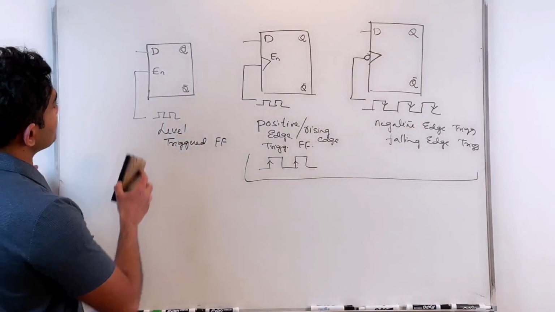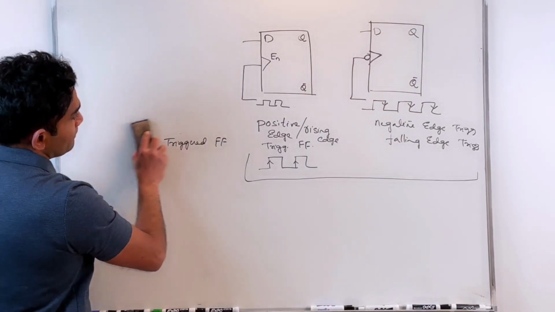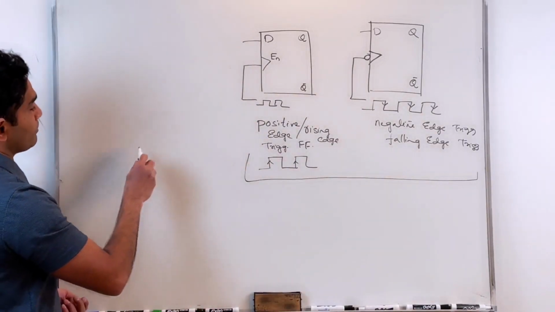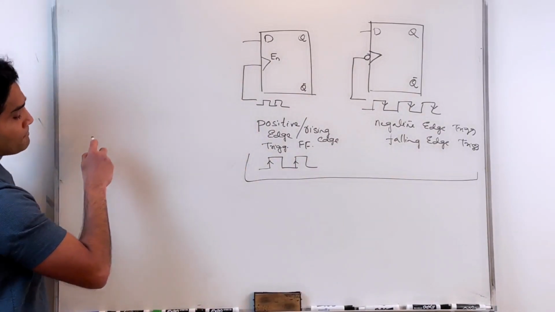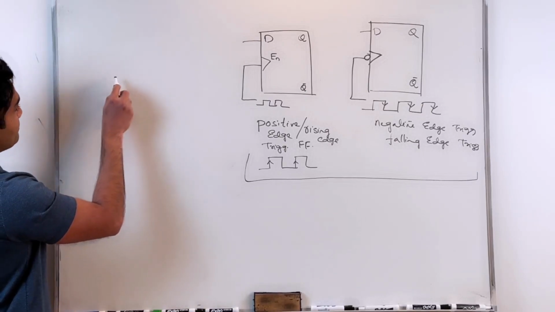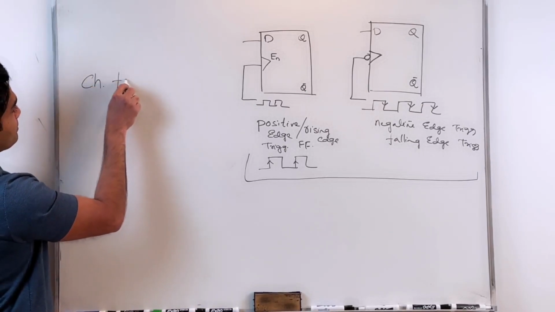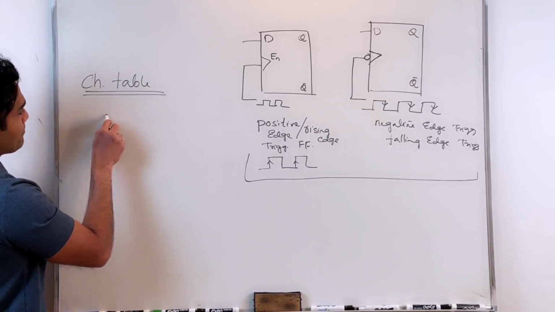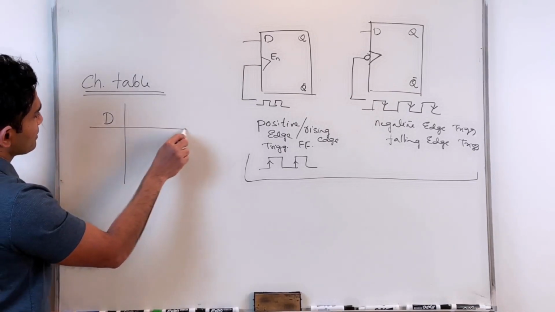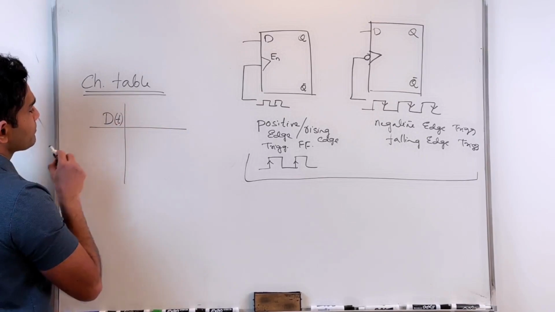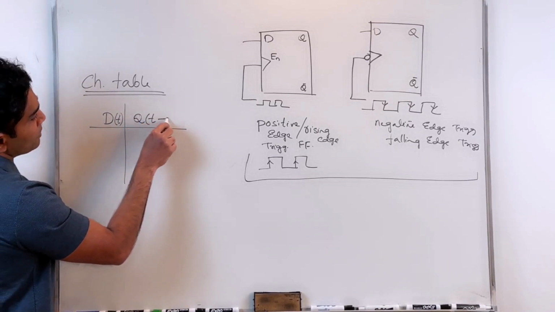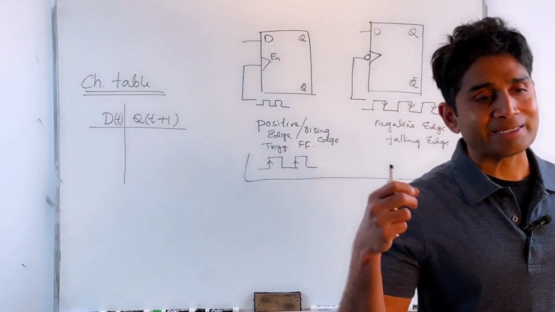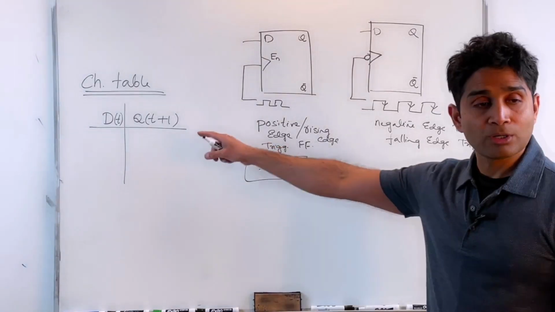Okay, now let's examine this circuit, again built from the D flip-flop. Now again, for an edge triggered flip-flop, we can describe the characteristic table this way. Characteristic table. That's your D input, D of T, let's say, Q of T plus 1. When I say T plus 1, that corresponds to the next triggering instance.